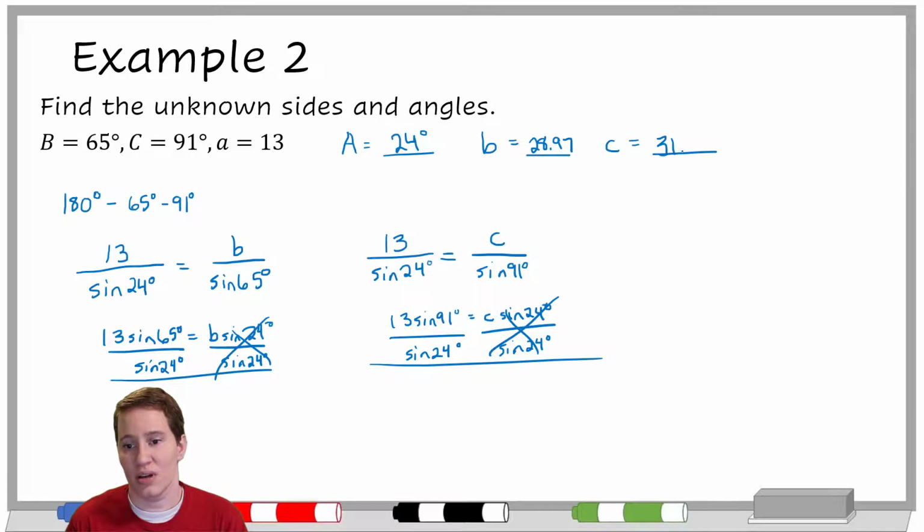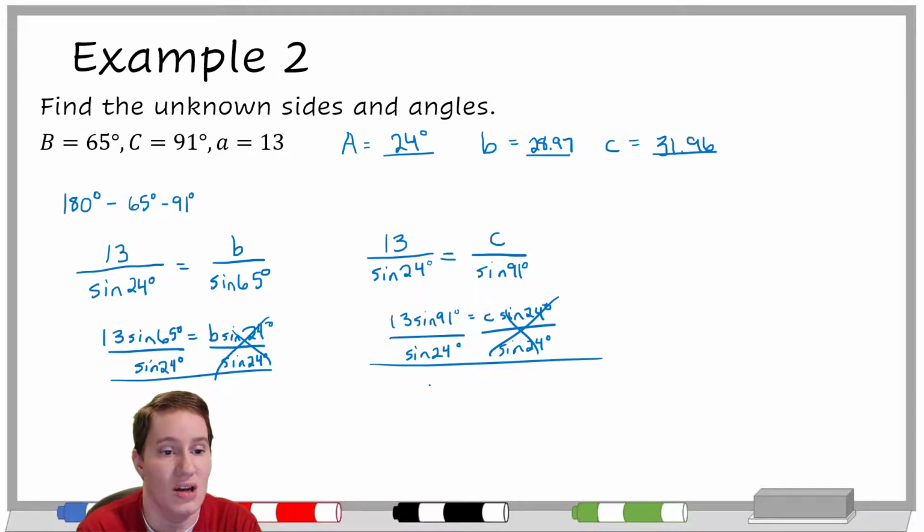Again, we could look at the numbers we actually ended up with and decide if this seems reasonable. So side A is 13, angle A is 24, angle A is clearly the smallest angle. And so it makes sense that our other two sides ended up being bigger, right? Because that's how triangles work. The bigger sides are across from the bigger angles. So I feel pretty good about this. Let's look at another example.